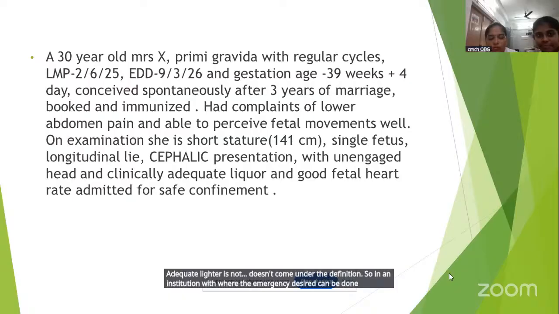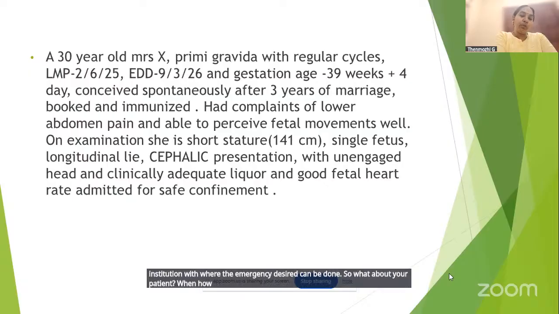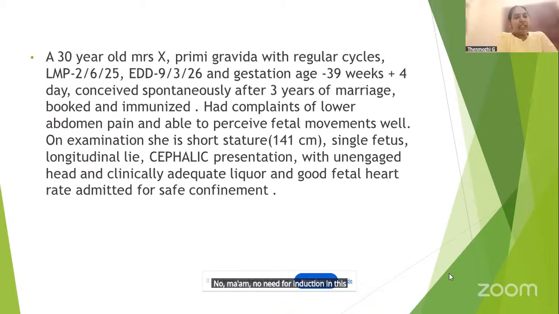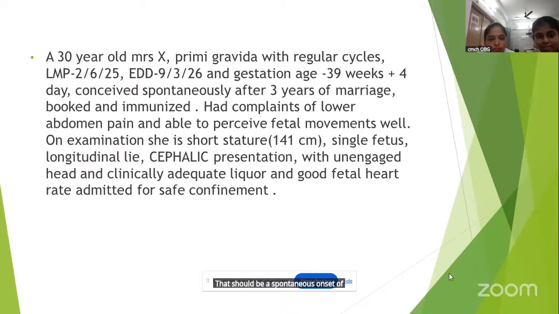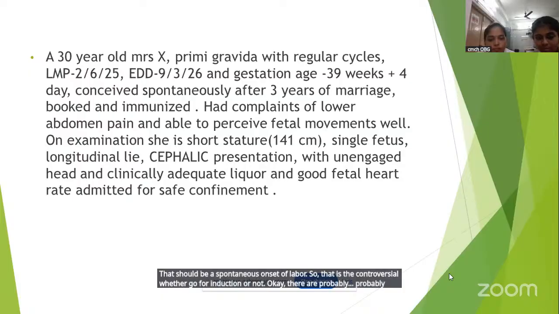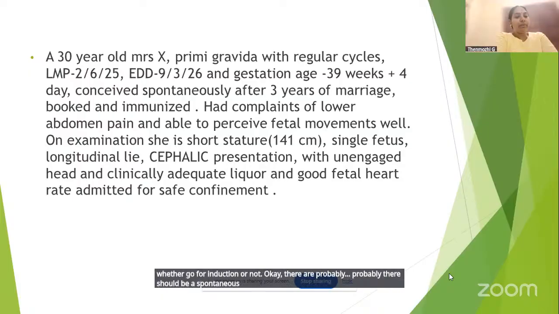So what about your patient? How long will you wait, or do you want to induce? No, ma'am, no need for induction in this patient. What is the criteria for a trial of labor? There should be a spontaneous onset of labor. There is controversy about whether to go for induction or not, but there should be a spontaneous onset of labor only, and the outcome will be very good.